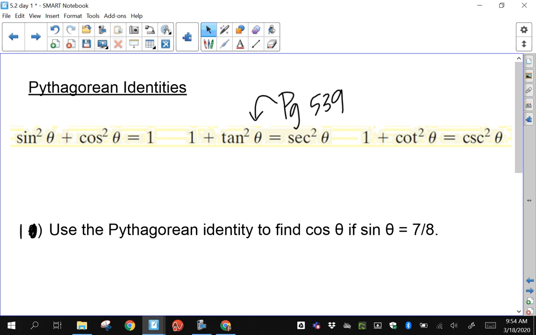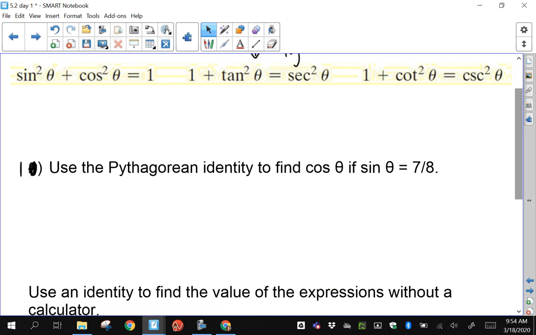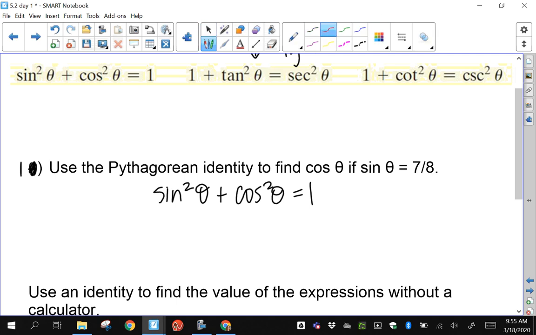It says use the Pythagorean identity to find cosine if sine is equal to 7/8. So I'm going to start by setting up our Pythagorean identity. Sine squared theta plus cosine squared theta is equal to 1. So I'm going to substitute our known value. We know that the sine has a value of 7/8. So when I substitute that, that value will get squared. And I'm going to use subtraction to isolate that.